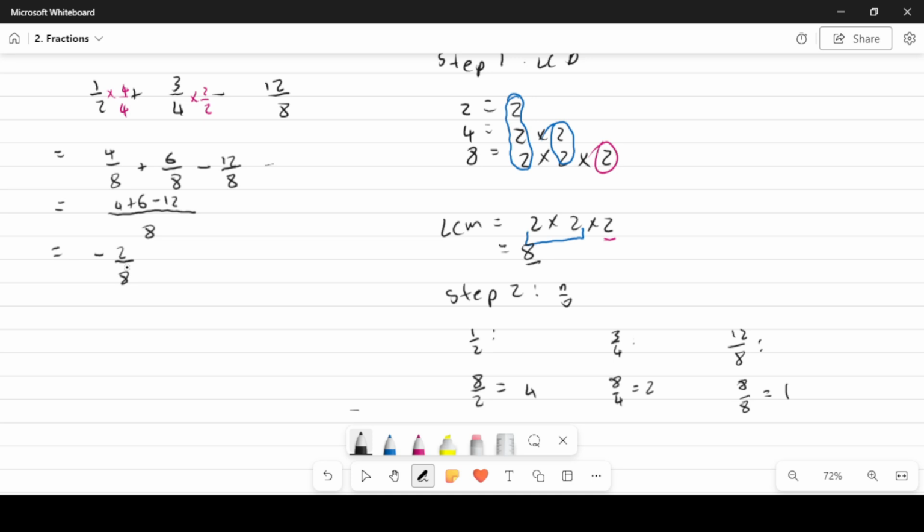In the next part of the video, we will discuss converting from mixed to improper fractions and from improper fractions to mixed fractions. And then we can move on to multiplying and dividing fractions.